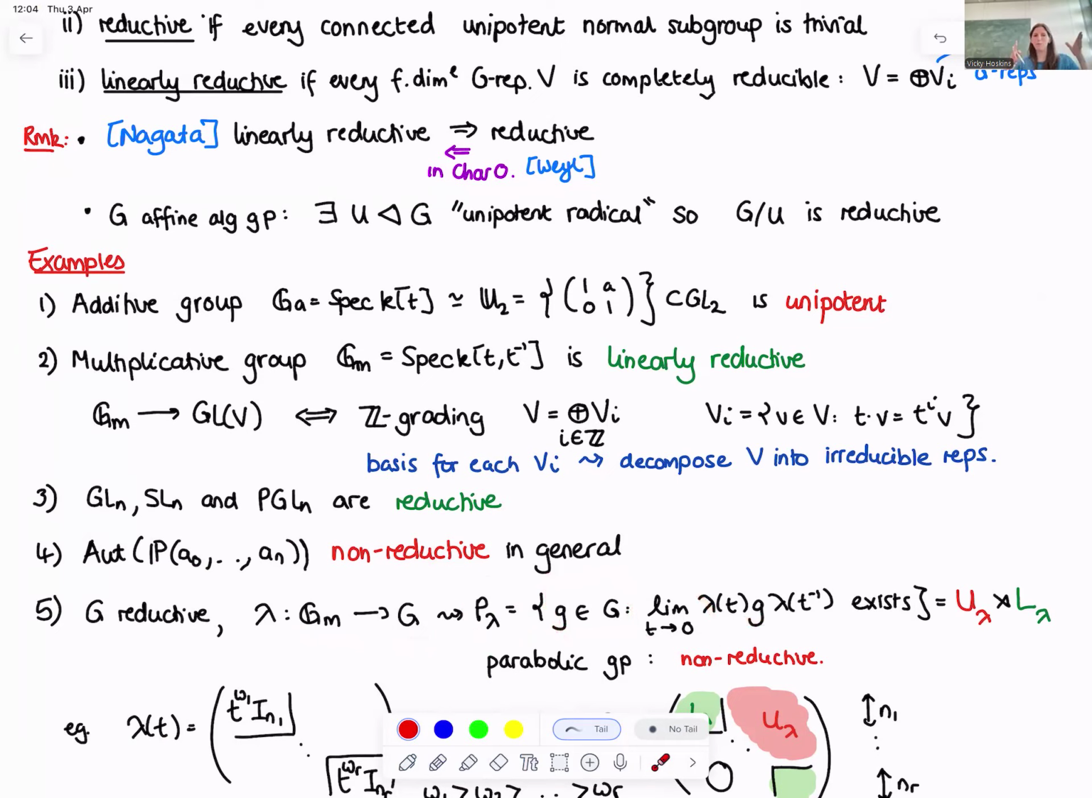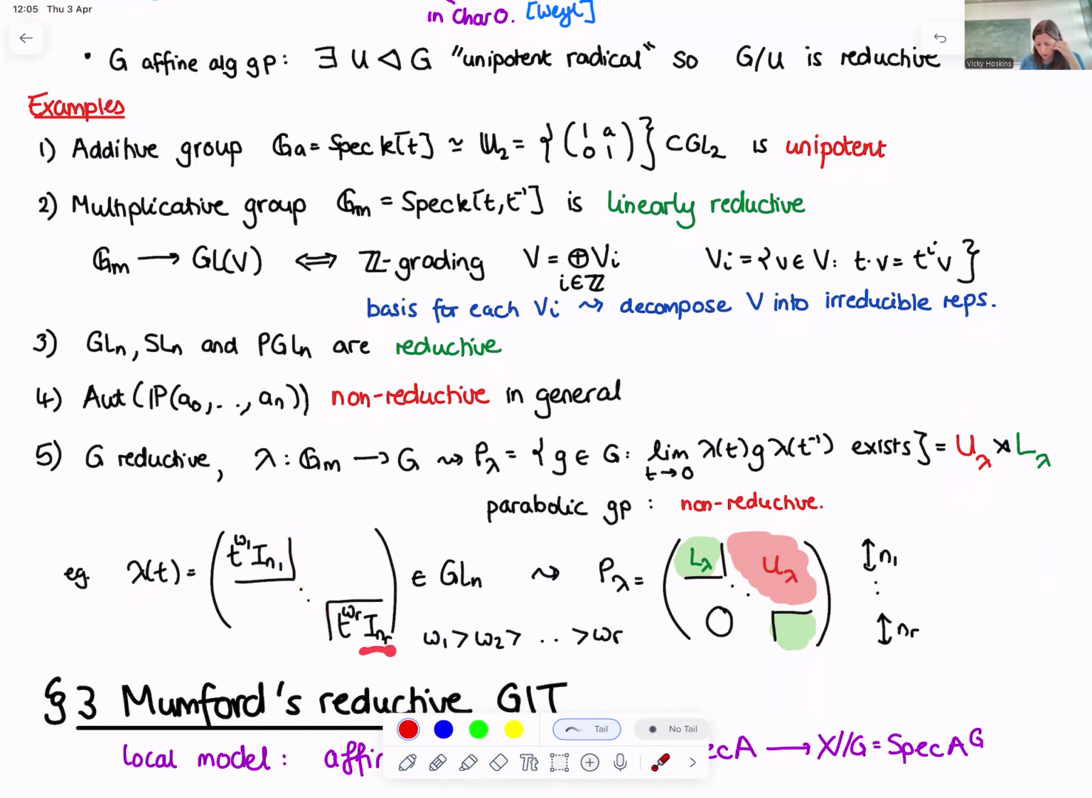a unipotent radical and then some reductive Levi factor. So let me make this a little bit more concrete in the case of GL_n. If I have a one-parameter subgroup, and I'm going to assume it's diagonal, with a constant weight omega_1 on the first block, and let's say the first block has size n_1, and then you have r different weights, and you have weight omega_r on the last block, and these weights are strictly decreasing, then you get a parabolic subgroup, which is block upper triangular matrices, where the block sizes are the block sizes here.